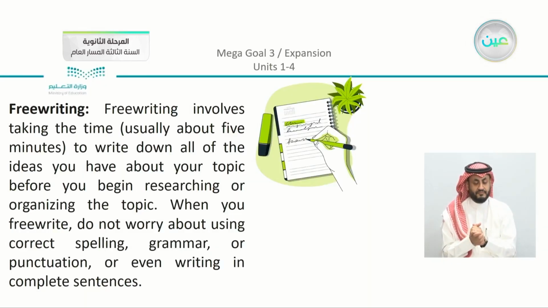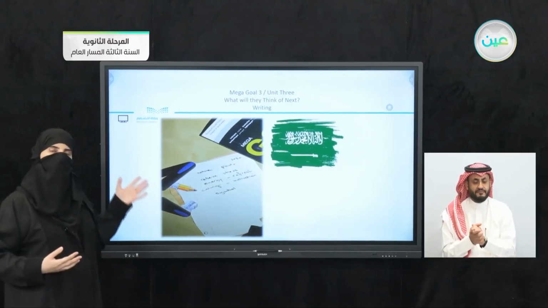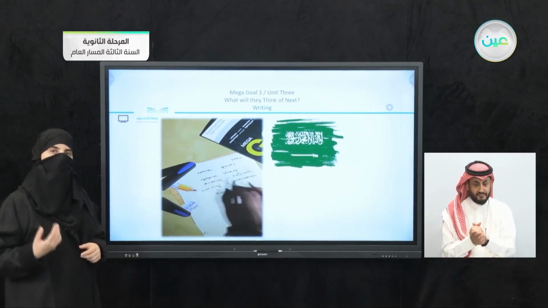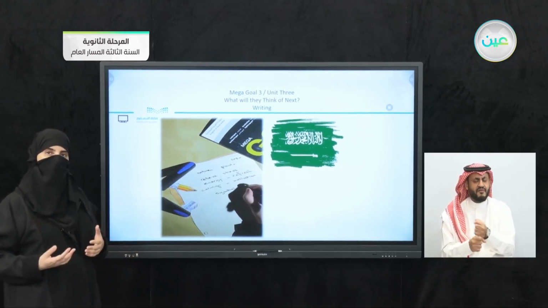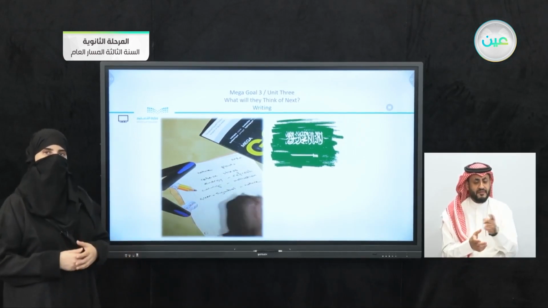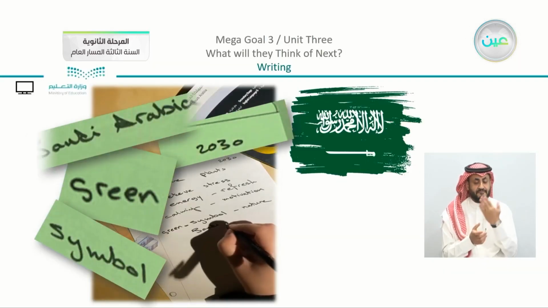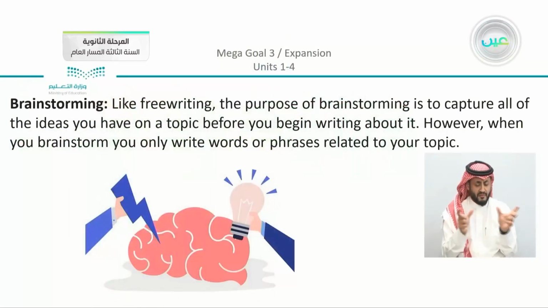We write down the ideas that we have about our topic before we begin researching or organizing. When you free write, do not worry about using correct spelling, grammar, or punctuation, or even writing incomplete sentences. As we mentioned, you are just going to put down your thoughts as we did in our essay. If you recall, I did the same thing in Unit 3: we just wrote down the words or the ideas that we had, and then we put them in complete sentences. As you can see, these are different words that were used later on.